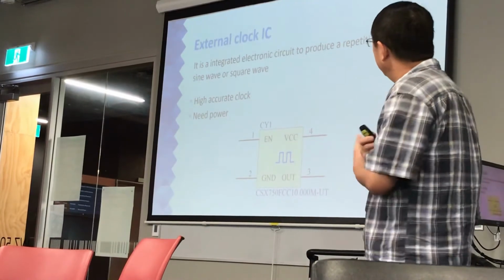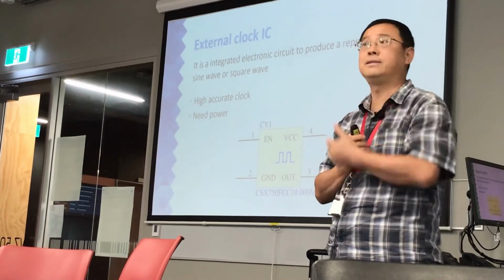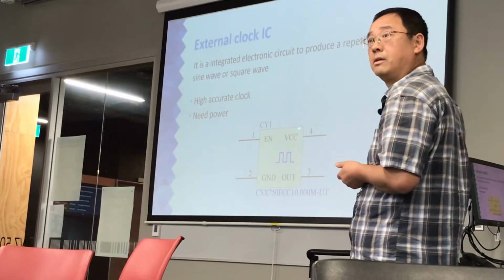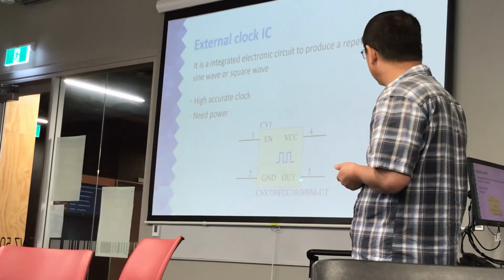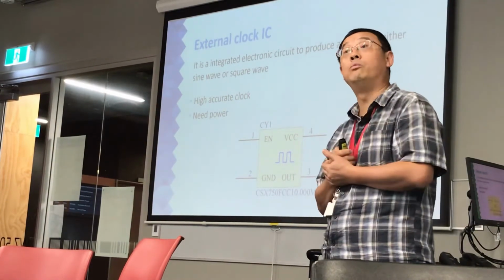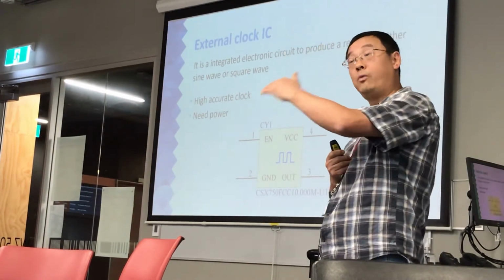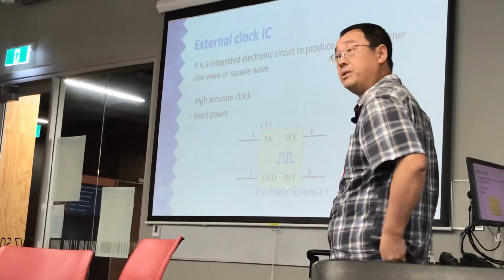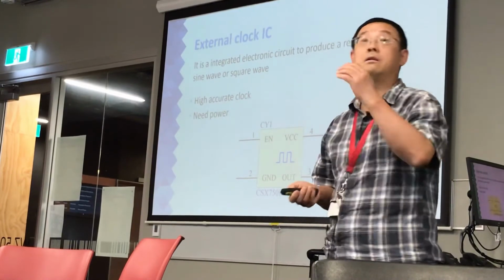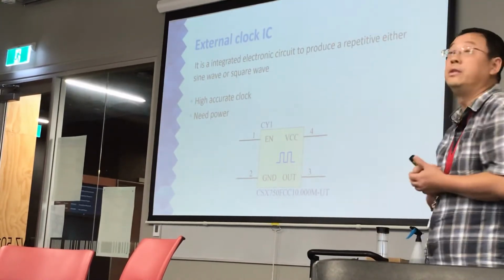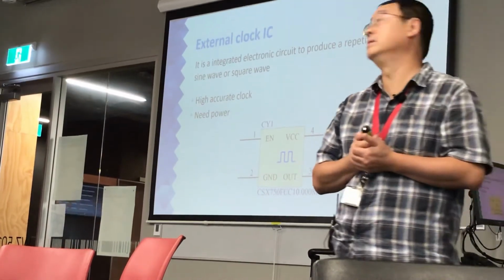External clock. An external clock is like an IC. It needs a power pin. Then you can feed its output clock to your microcontroller, on either the XTAL1 or XTAL2 pin. Put it on one of those pins and you get a clock. This clock has very, very high accuracy, but of course it gets more expensive.